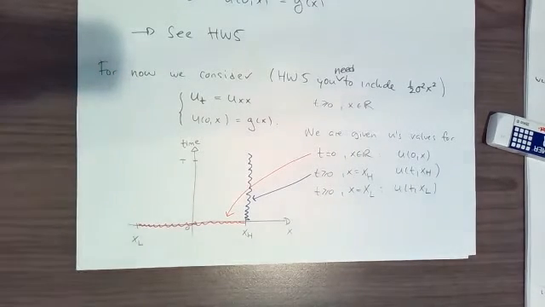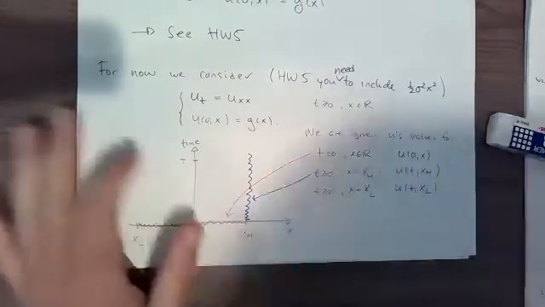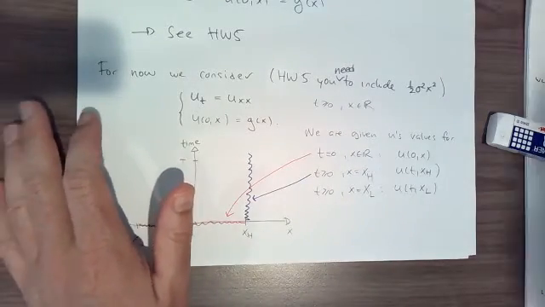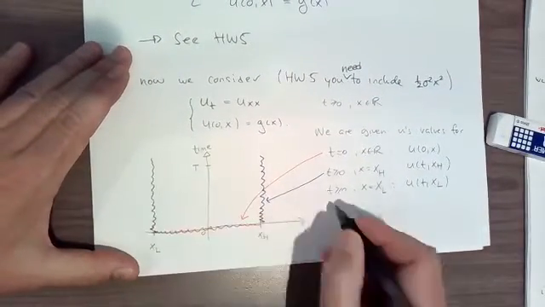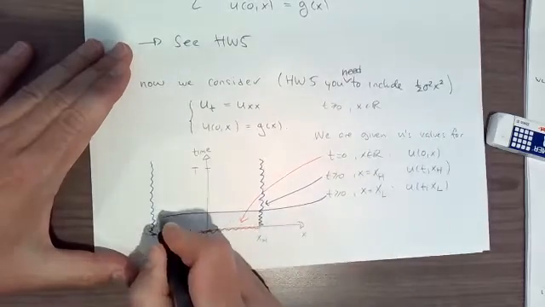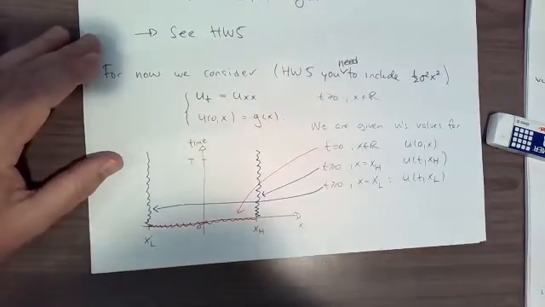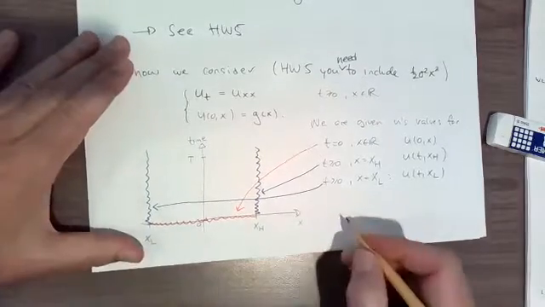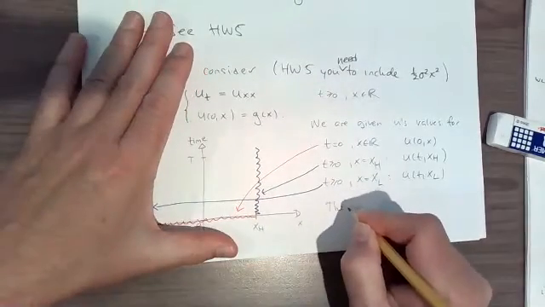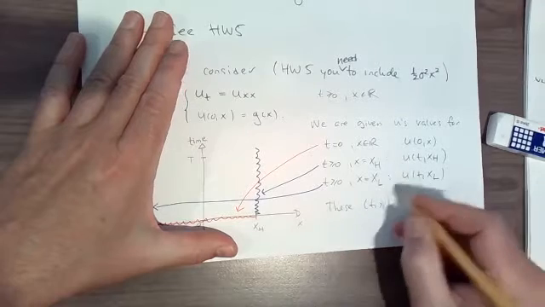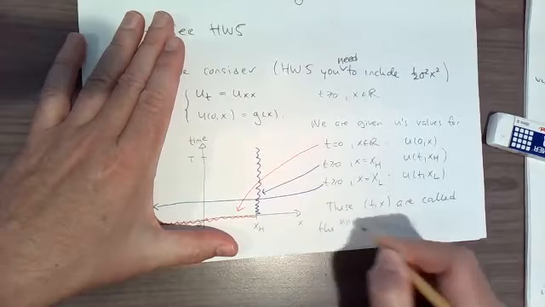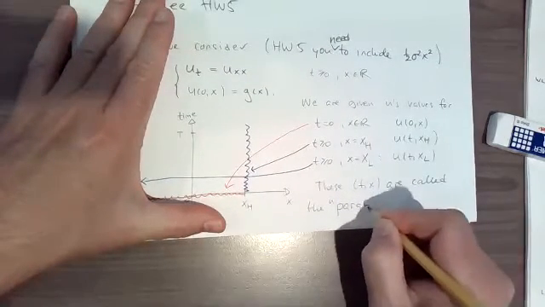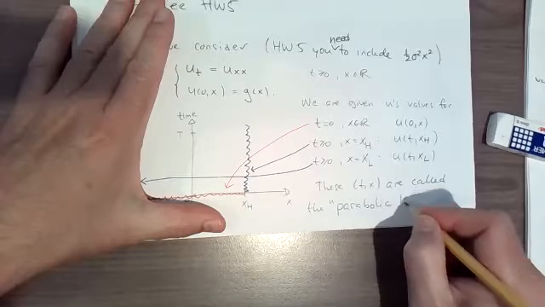Running out of pen colors. I'll use the blue one again. So this is what we have over there. So this U shape here is called the parabolic boundary, and that is the word you want to look for.